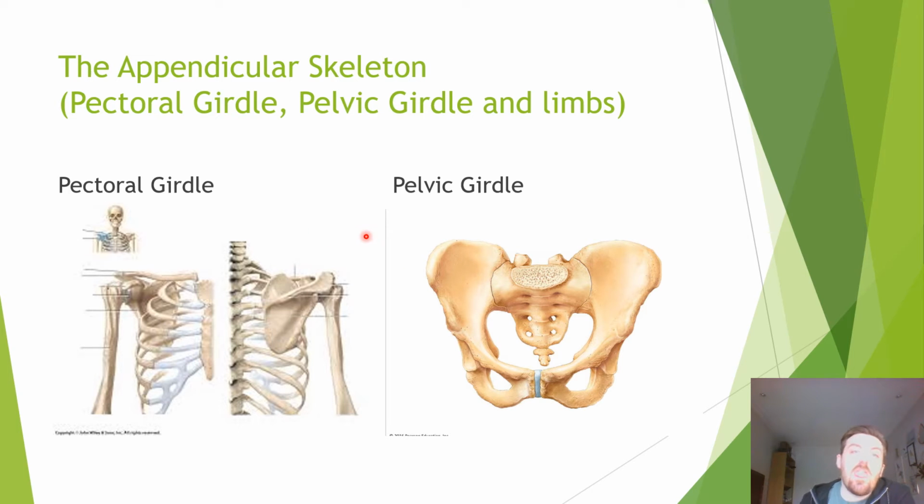The appendicular skeleton then is split up into kind of 3 main parts. You've got the pectoral girdle. So, you know, your pec muscles here, okay? The girdle just refers to this area around here, okay? So the pectoral girdle has your collarbone and your shoulder blade, and it attaches onto your arm there. So that's your pectoral girdle, and your pelvic girdle is your hip, basically, where your hip meets your leg.